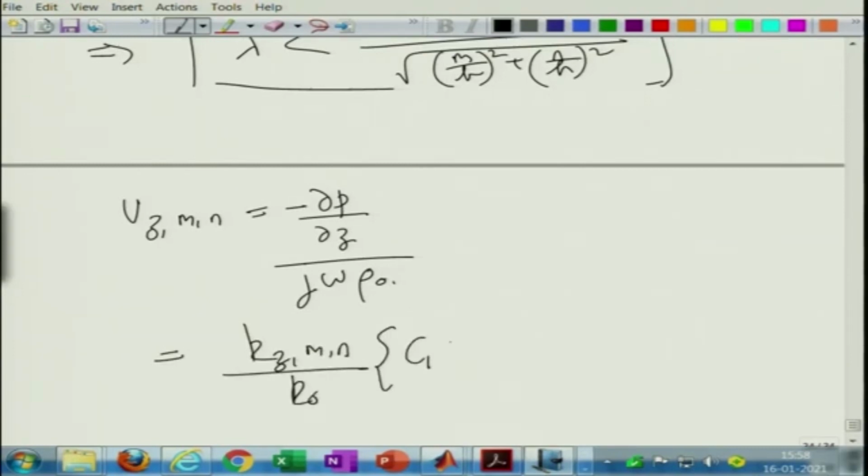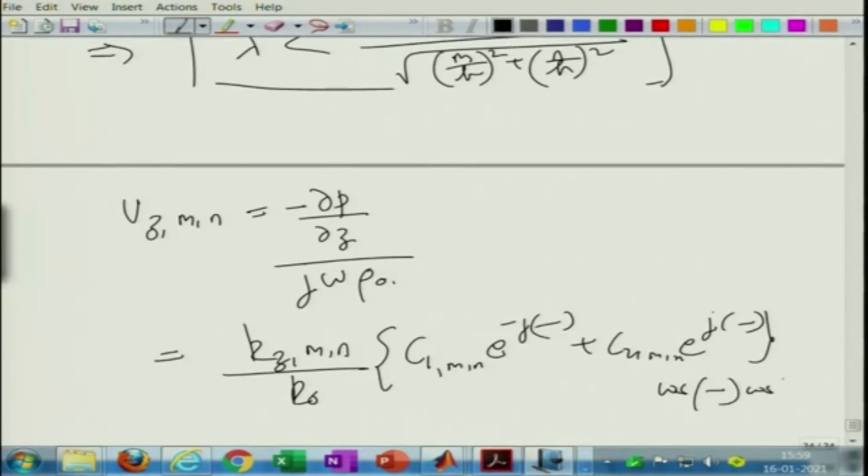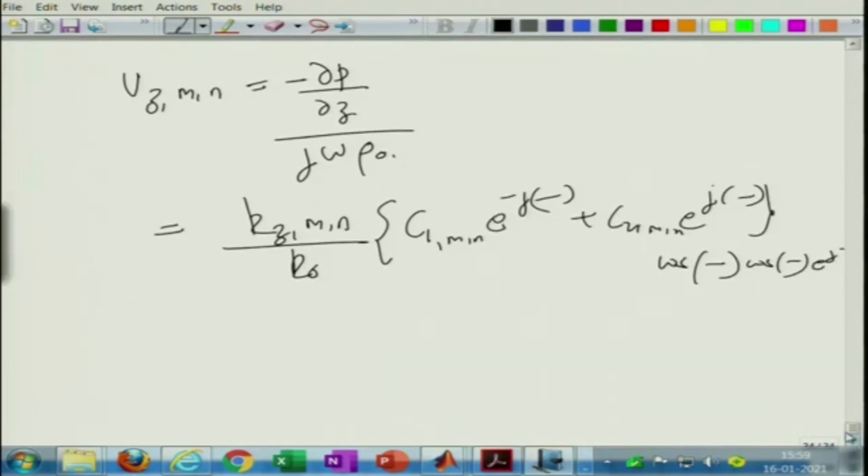So, C1,mn into e to the power minus j whatever it happens to be, plus C2,mn into e to the power j whatever is there, and cos of some variation, and then you also have cos of another variation and e^(j omega t). Now, what is important is that if you fix z equal to some value, we now want to find out the volume velocity or mass velocity.